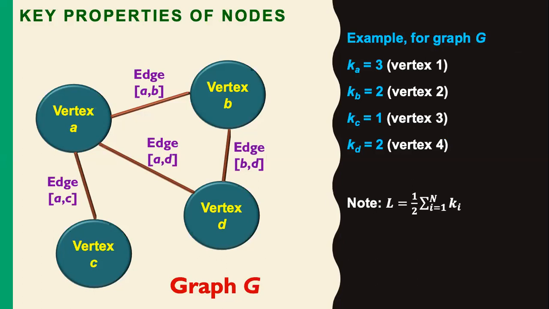Now remember, I've told you L is the number of what? What's L? The number of edges in the whole graph. And actually, we can compute that by using the degrees of the different vertices. So the formula is we sum all the degrees and divide by 2. For example, here we have 3 plus 2 plus 1 plus 2, and divide by 2, we have 4. And we know, right? In this example, we have 4 edges.